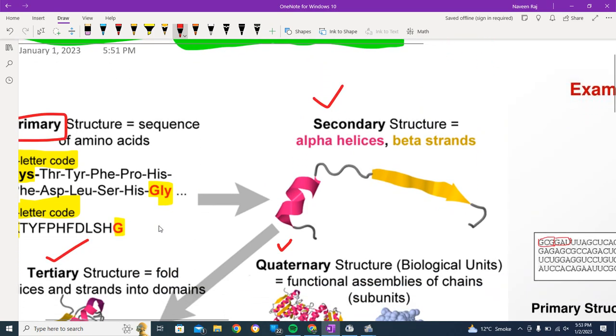The secondary structure is of two types: the alpha helices and the beta strands. We're talking about both of them. Basically, primary structures of amino acids combine to form the secondary structure, and it has two shapes. One shape is the alpha helix, and the second one is beta strands, or beta flattened sheets, or beta pleated sheets.